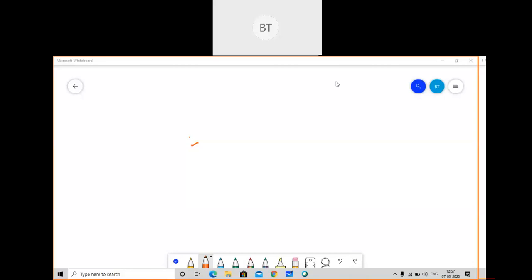First, it is not working, so just hold for a minute. I was checking the whiteboard. It is not connected, I think. Okay, so we'll start with electric flux.